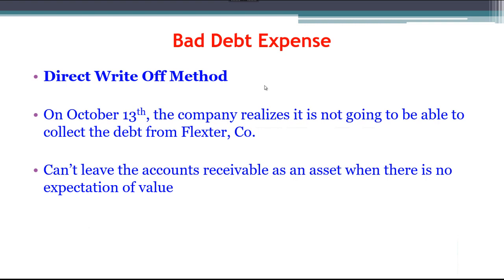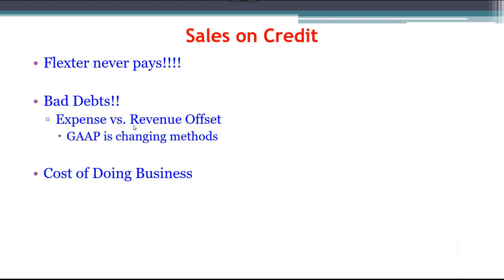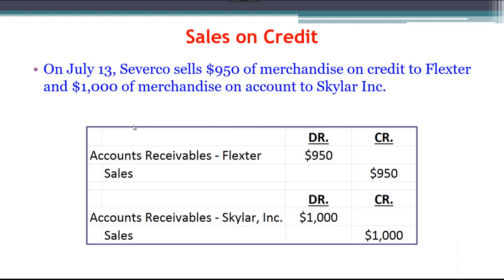For the purposes of this video, we are going to be talking about it from the expense perspective. Some of the treatment is the same. It's, again, just a question of whether you handle it as an expense or a revenue offset immediately. So here we have what's called the direct write-off method. This is a very basic method, and we're saying on October 13th. Now, remember, this was a July 13th sale.